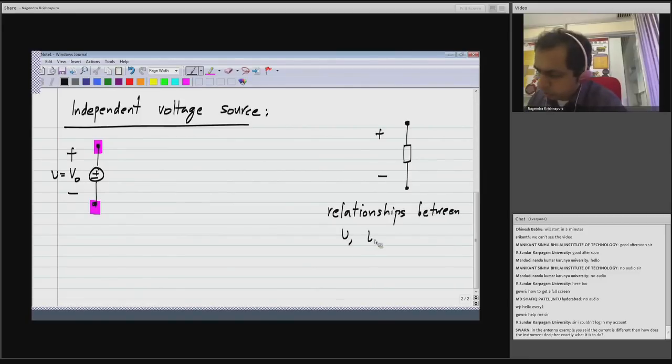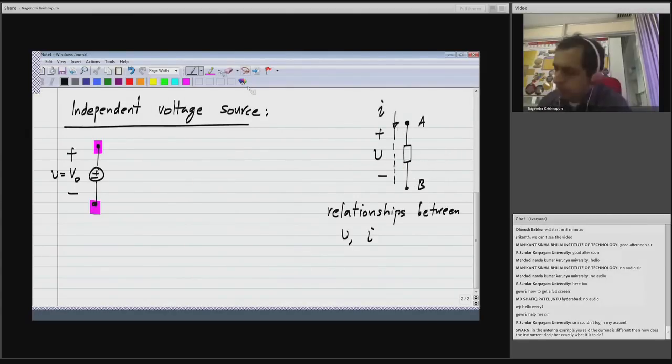Now, the voltage, let's say it's defined with this polarity. That is, I call this terminal A and terminal B, and I define voltages with A being positive and B being negative. That is, I measure the voltage of A with respect to B. Then I will also specify the current that is going into the terminal A. Now, of course, it's understood that the same current will come out of terminal B.